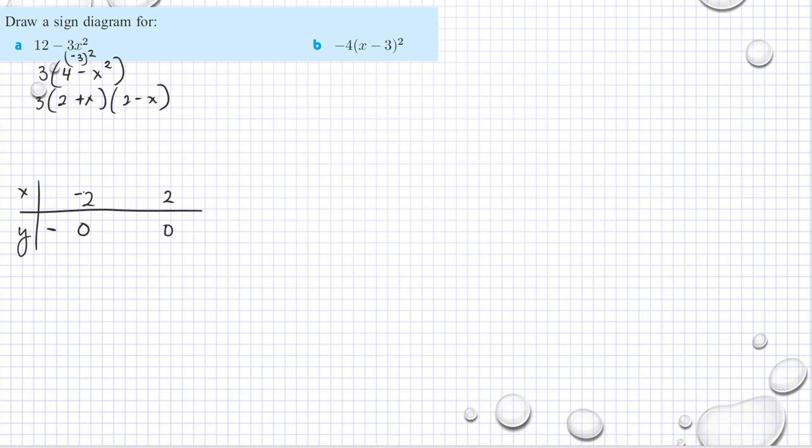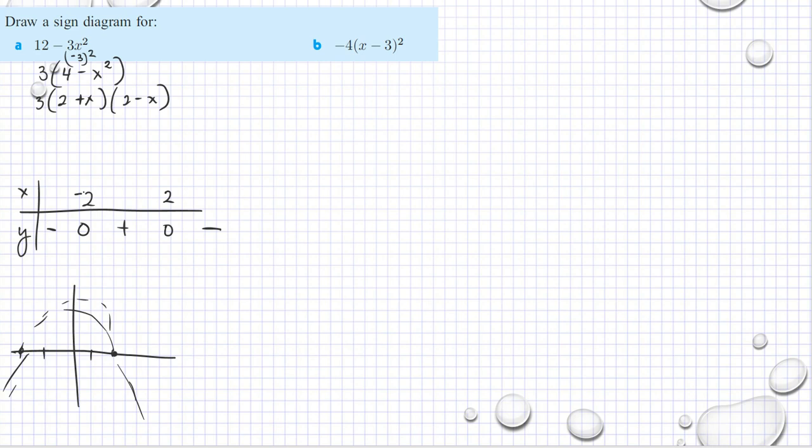And if it's 0, then we have positive. And if it's 3 again, then it is negative. Then it should look like this. We have negative 2 and 2. Negative 2 and 2. And in between them, it should be positive. Okay, and then negative. Like that.